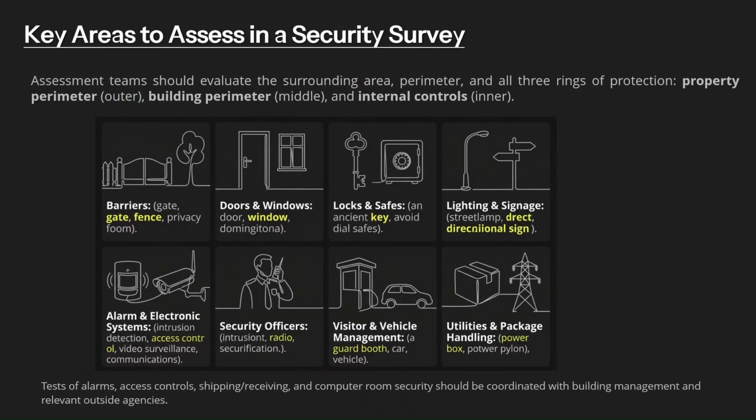A comprehensive survey must cover all layers of protection, starting from the outer perimeter to internal operations. Key areas include barriers and fencing, doors and windows, locks and safes, lighting systems, alarm and electronic systems, and security personnel practices. It also includes evaluating vehicle access, visitor management, and package handling procedures. Together, these elements ensure a complete understanding of the organization's security posture.